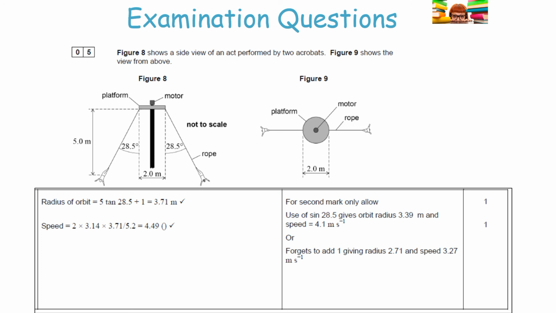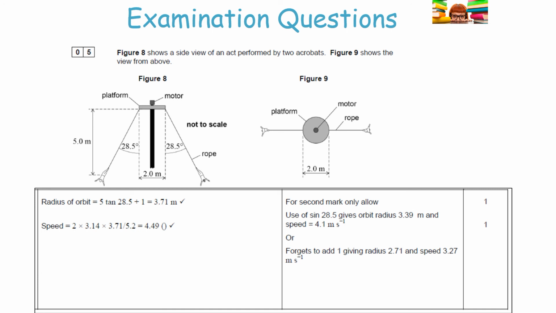Now how can you work out the radius? Well, you're told straight away that the radius of the actual platform is 1 meter, but then you need to work out the additional part of the radius of the orbit of the acrobat. So what you've got to do is look at your angles and work out from your angles what the horizontal component of that value is going to be.